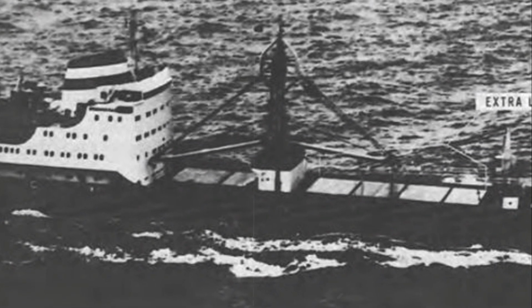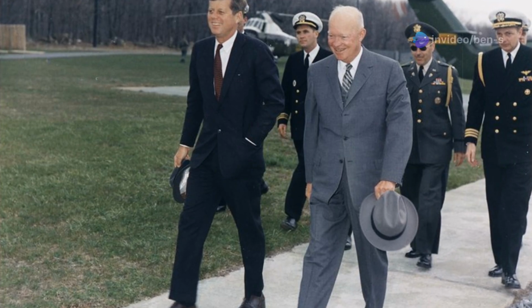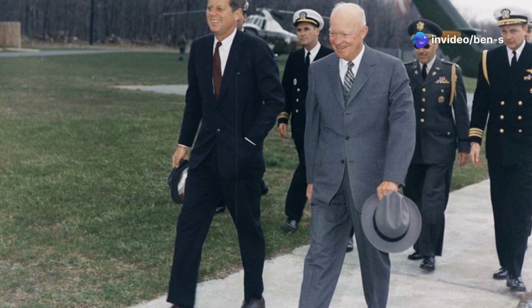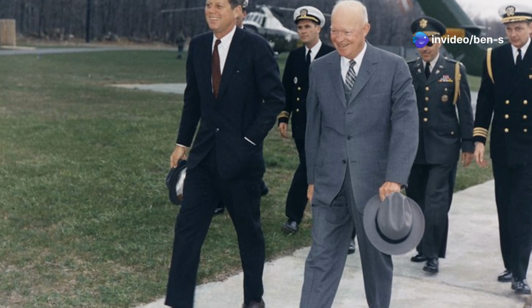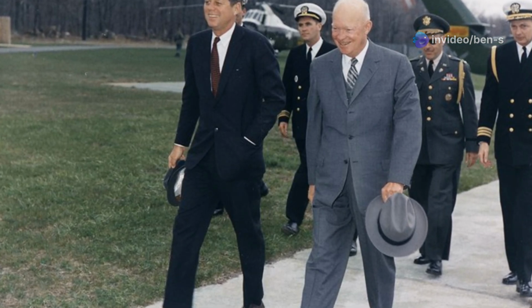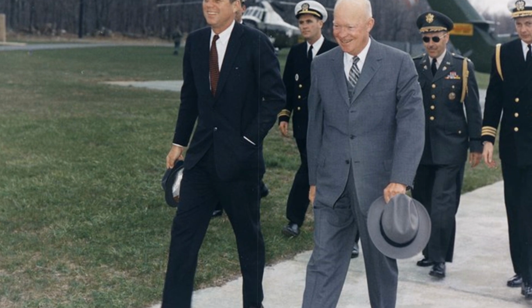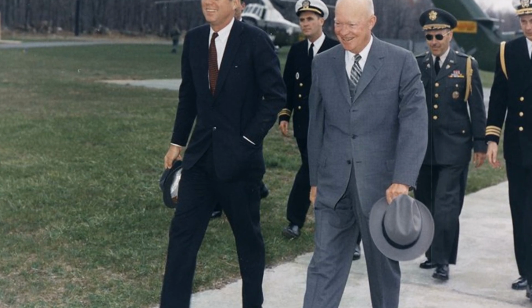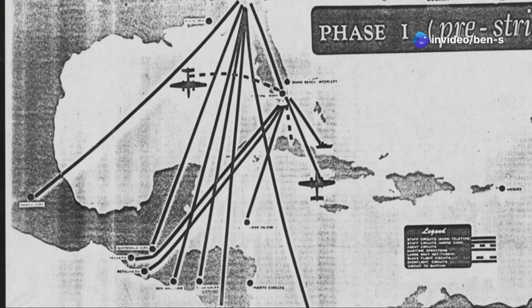Fearing the spread of communism so close to its shores, the US government, under President Eisenhower, authorized the CIA to begin training Cuban exiles for a covert invasion. The plan was simple: land a small force, incite a rebellion, and overthrow Castro.